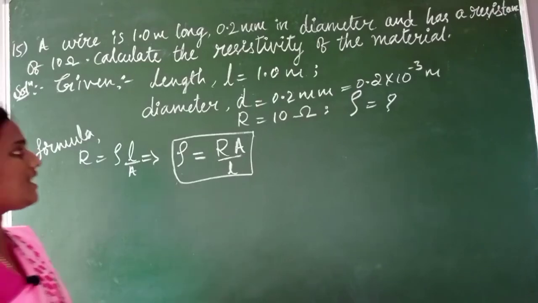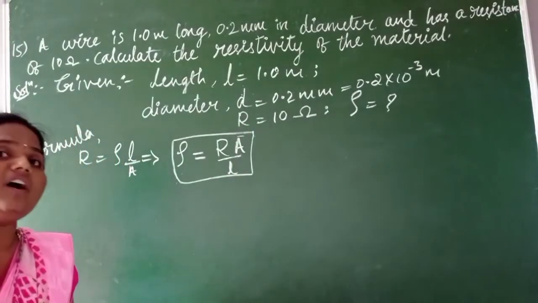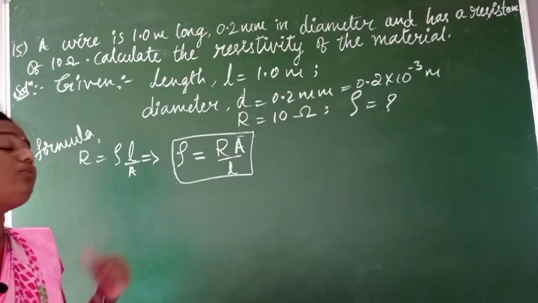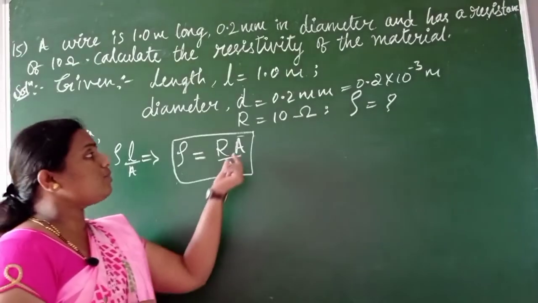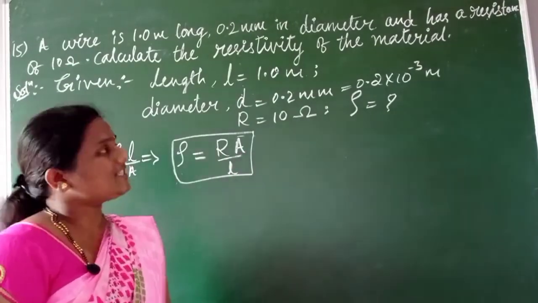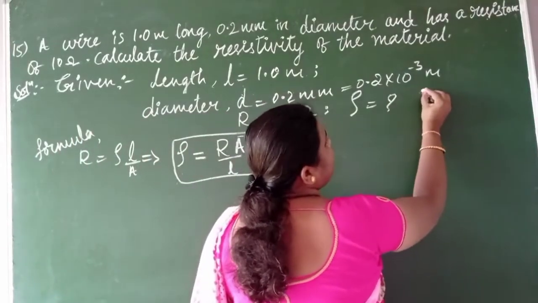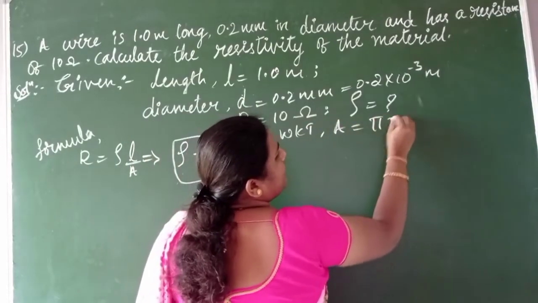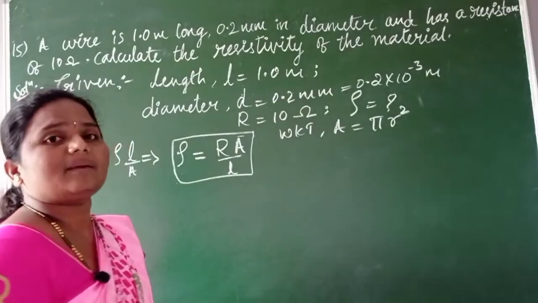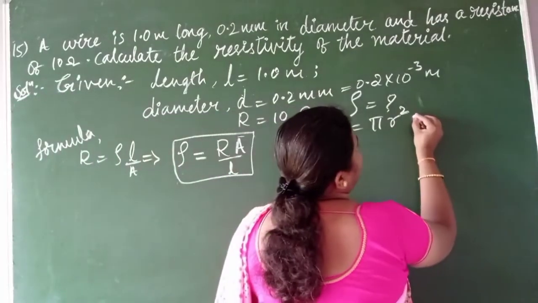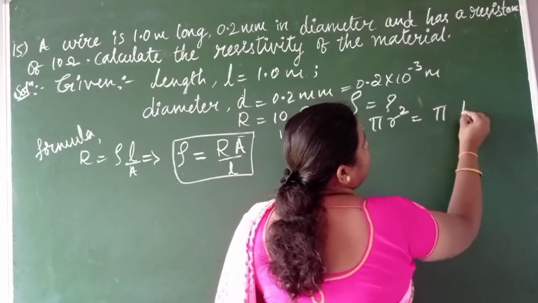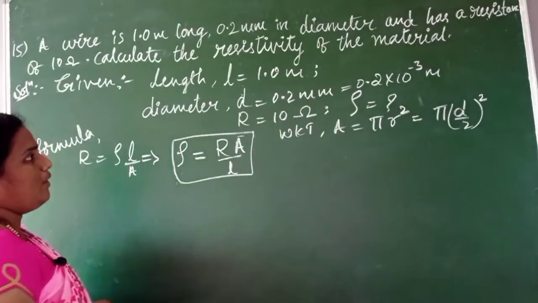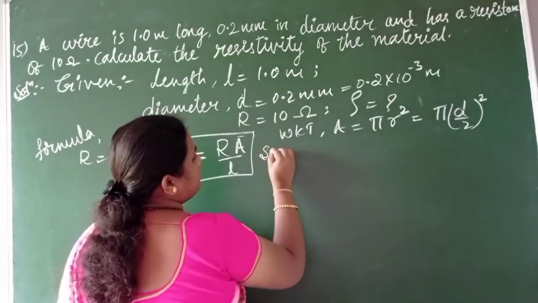So here comes A. A means here area of cross section. But we don't know the area of cross section here. They have given only diameter. So how to convert that? We need to use one more formula. A is equal to pi r square. Isn't it, children? We know that A is equal to pi r square. Here r is nothing but, children, d by 2. That is, pi into d by 2 whole square is the area value.